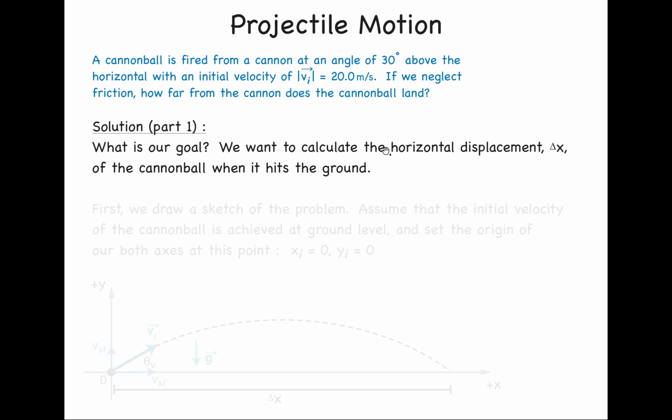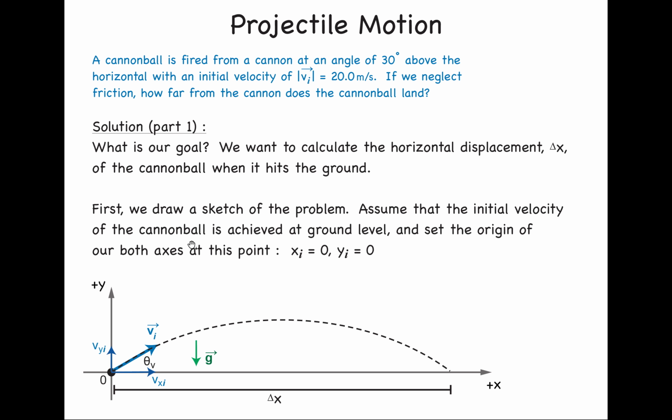Again, we start off by asking always, what is our goal? Our goal is to calculate how far from the cannon does the cannonball land, and that implies how far is it landing in the horizontal direction, right? So we want to calculate a horizontal displacement, delta x, of the cannonball when it hits the ground again.